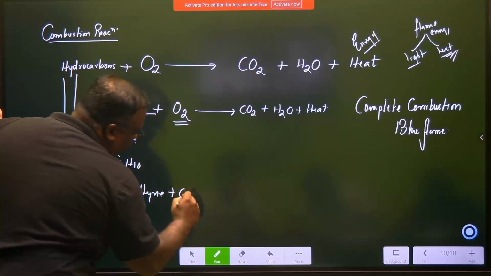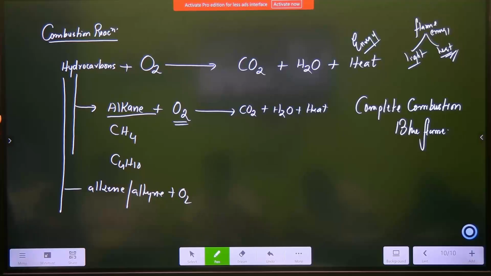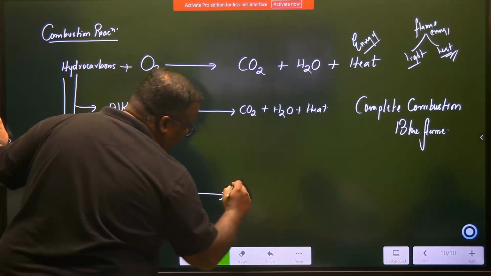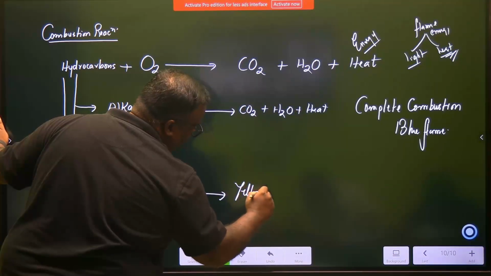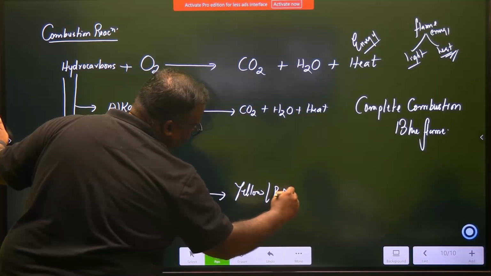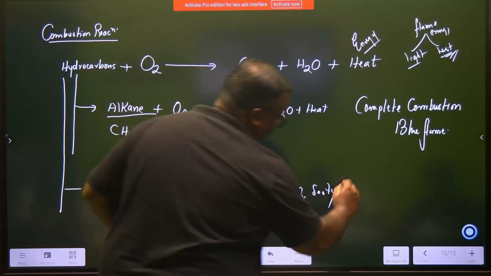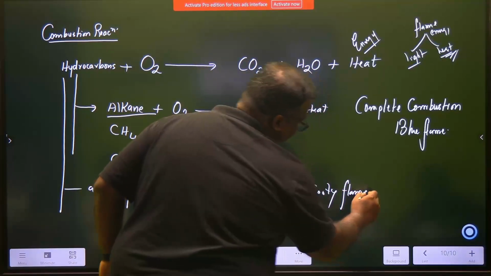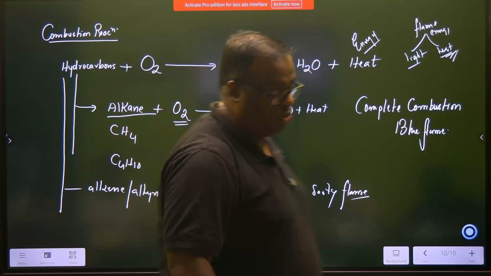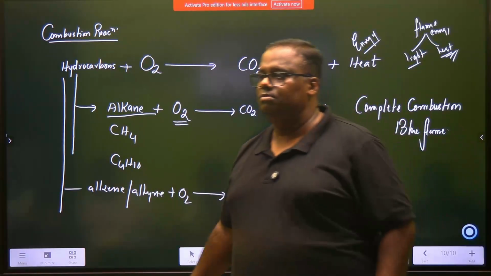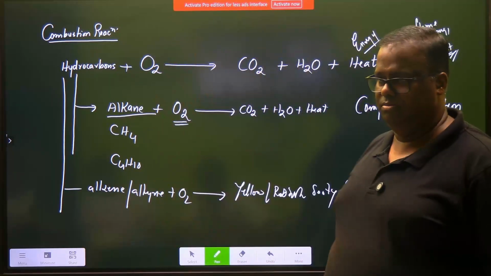So our next point is that if the hydrocarbon is an alkene or an alkyne, the ambient oxygen is not sufficient for it to burn completely. It will burn, but with a yellow or reddish flame, and it will be a sooty flame. Sooty flame. It will come out black. Understood?